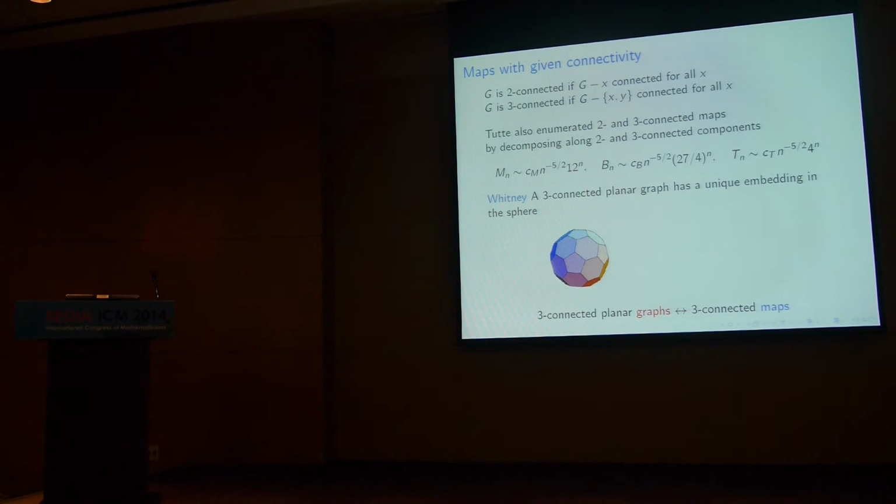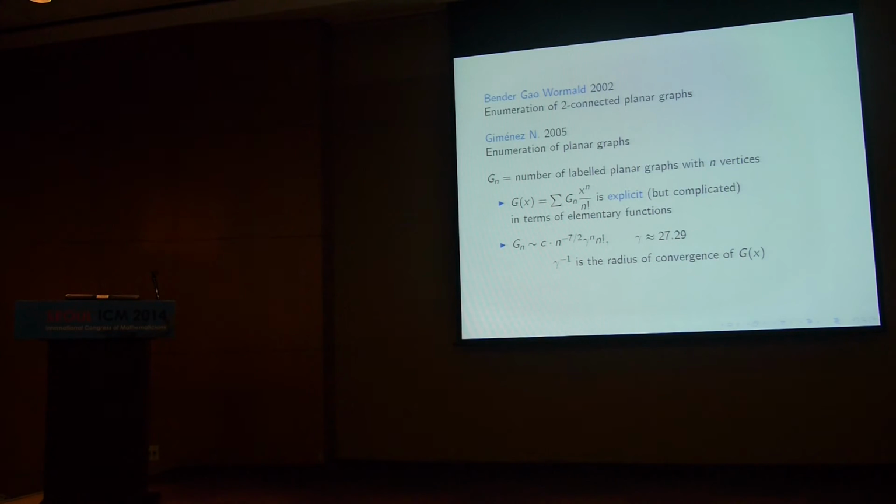And this was first done by Bender, Gao, and Wormald, who had a fantastic record in the field of map enumeration and many others. And they realized that you could use this fact to enumerate 2-connected planar graphs, just by looking again at this decomposition into 2-connected components. So they really opened the way, and we followed suit. And then they stopped here because there were some technical problems. We were able to solve these technical problems and complete the enumeration of planar graphs.